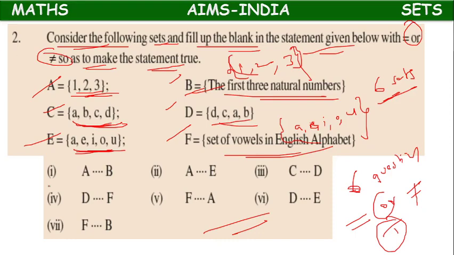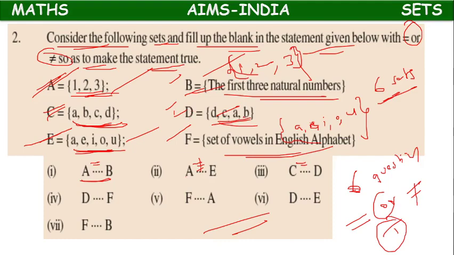Now A equals A, B. A is 1 2 3, B is 1 2 3. They are equal. A, E: A is 1 2 3, E is A, E, I, O, U. Both are different. A is numbers, E is alphabets. C, D: A, B, C, D and D, C, A, B. The order is different but the elements are the same. So C equals D.